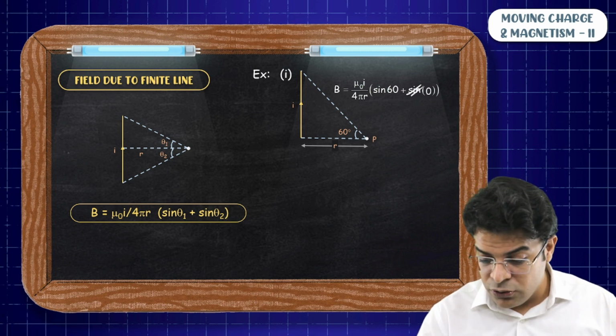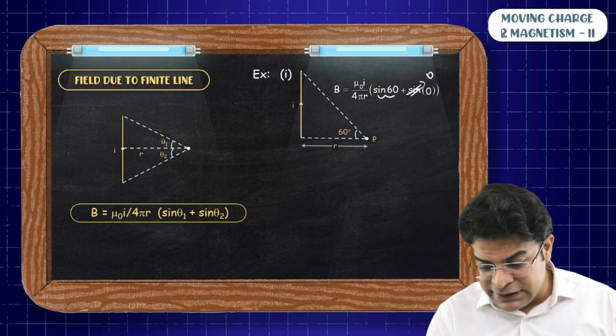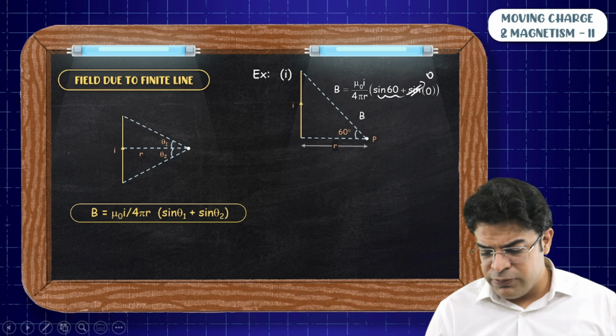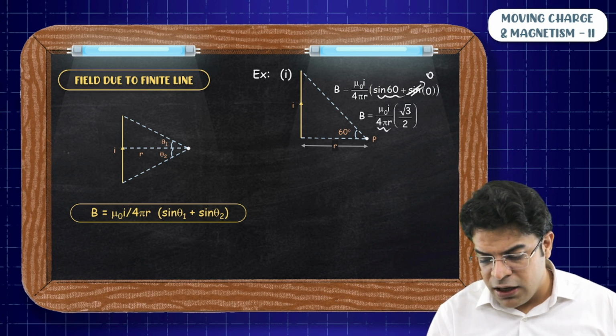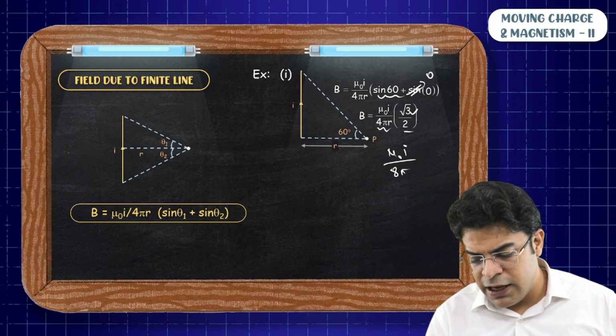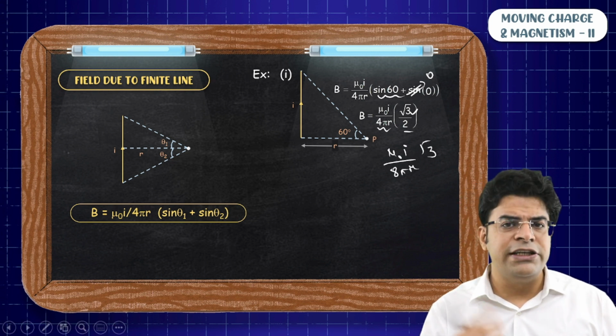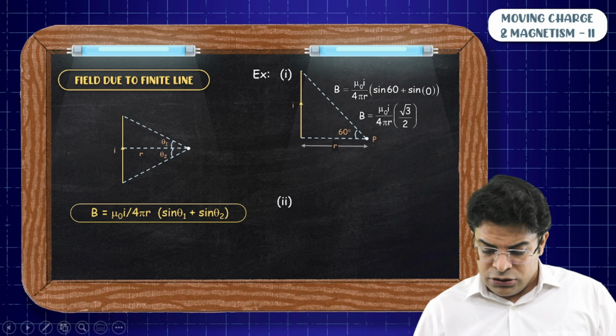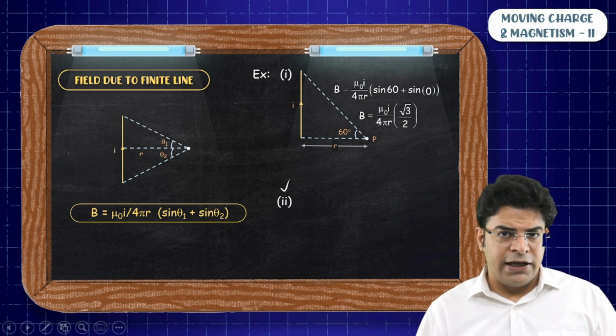Now sin 0 is 0. Sin 60 is root 3 by 2. So you simply get mu naught I by 4 pi r into root 3 by 2. That can be written as mu naught I by 8 pi r into root 3. Such an easy thing. So let's think of the second case.